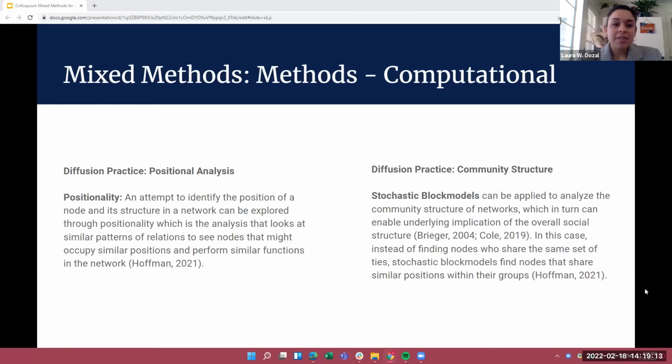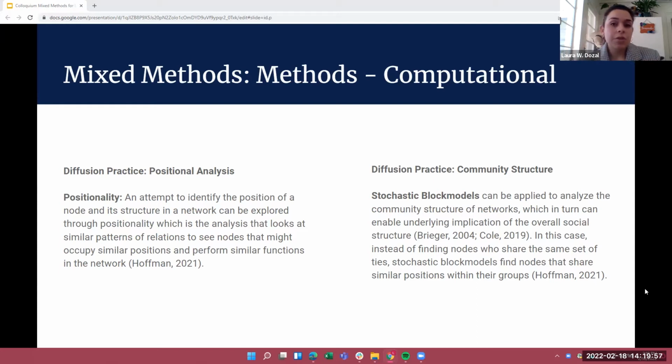And so for diffusion practice, I looked at positional analysis and community structure. In reference to positional analysis, the positionality of a node within a network can be used to look at patterns of the position of one node compared to the position of another node, and how these nodes perform similar functions within the network, and how they work with or against various network structures.